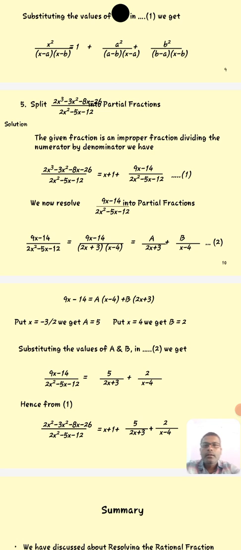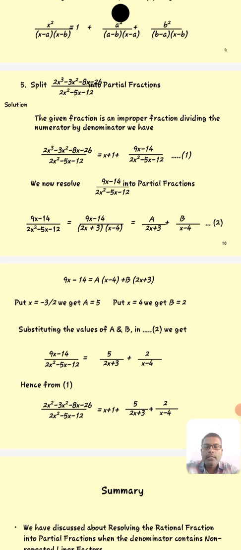Okay. The given fraction is an improper fraction. Dividing the numerator by denominator, we have 2x cube minus 3x square minus 8x minus 26 divided by 2x square minus 5x minus 12 is equal to, what is the quotient we get? x plus 1 plus the remainder 9x minus 14 divided by the divisor 2x square minus 5x minus 12.